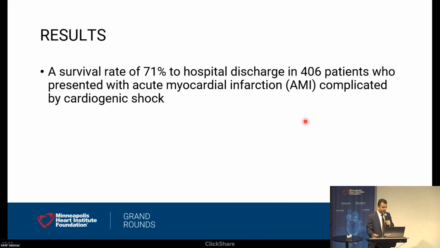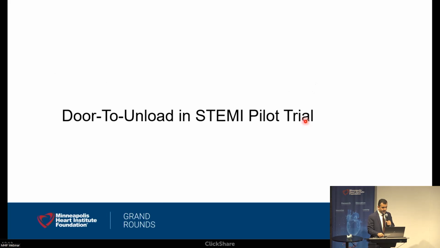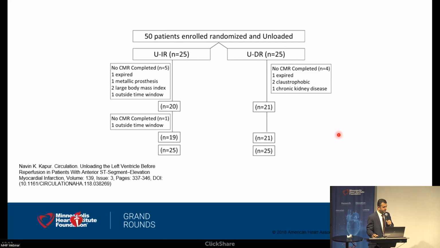And this study found that the survival rate was 71% at hospital discharge in 400 patients, so significantly better compared to the historical 50% we have been stuck on in this patient population. So this has paved the way to other trials in this patient population, such as the DTU-STEMI trial, which was a pilot trial, which was not in cardiogenic shock, but it is in all anterior myocardial infarction patients.